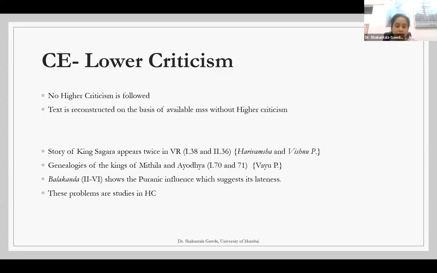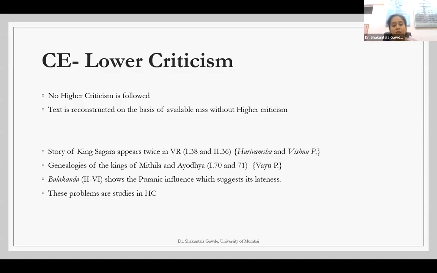So when you have the edition available and you are applying various theories and tools of research, then it is possible. For example, the story of King Sagara appears twice in the Valmiki Ramayana. So why does it appear twice?